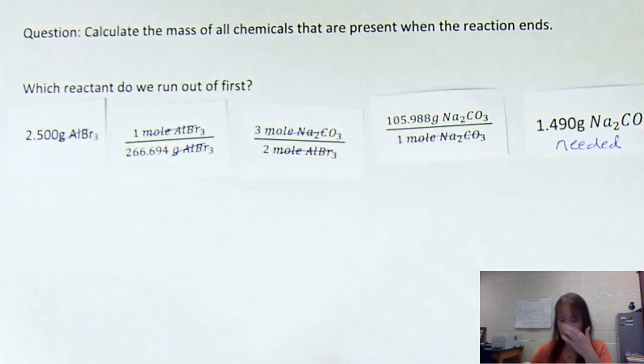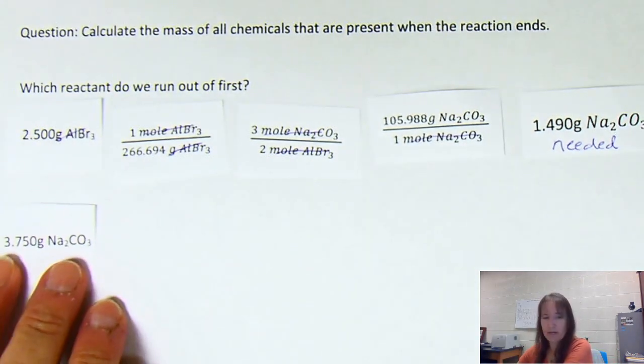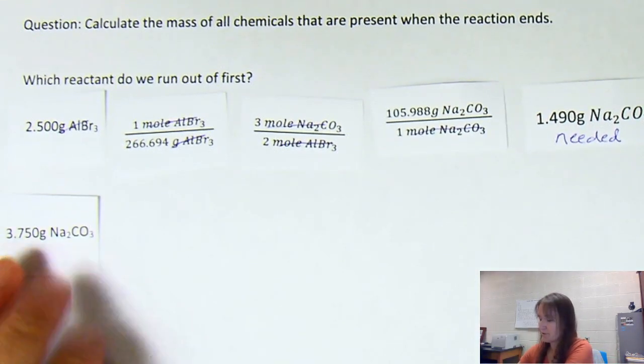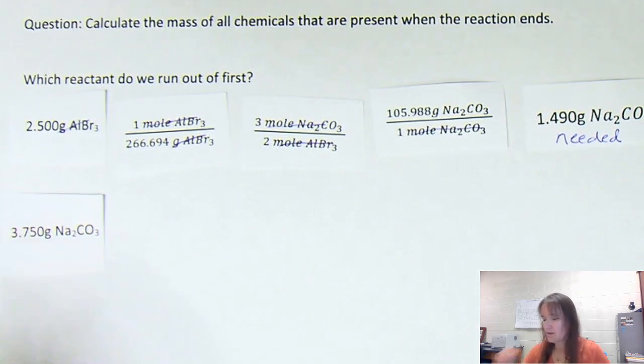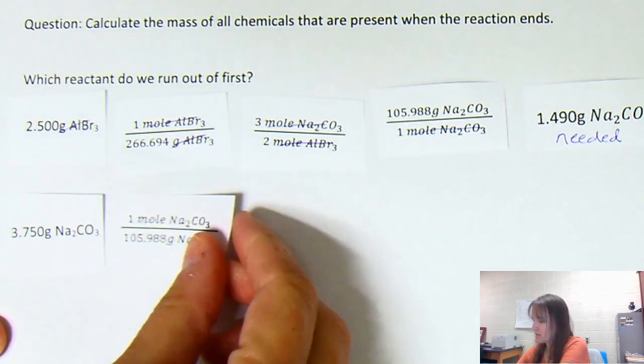We can compare that to how much sodium carbonate we actually have. We have 3.70. We can do the same kind of calculation for the sodium carbonate. We can figure out how many grams of the aluminum bromide it would need so that it completely reacted. So we would do the same kind of process.